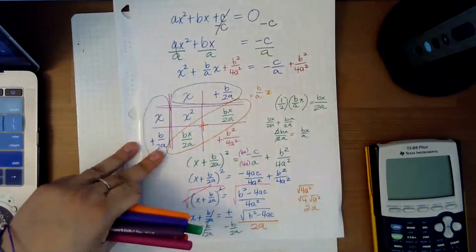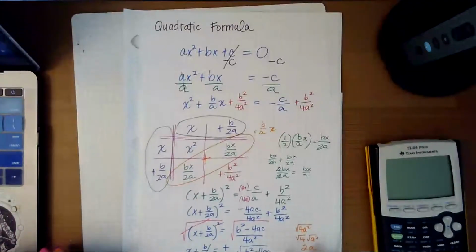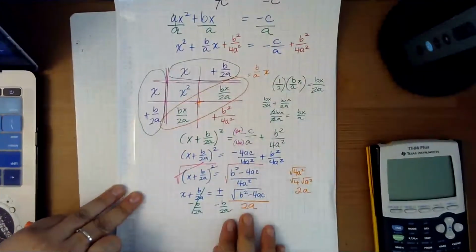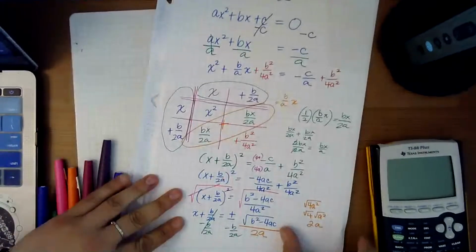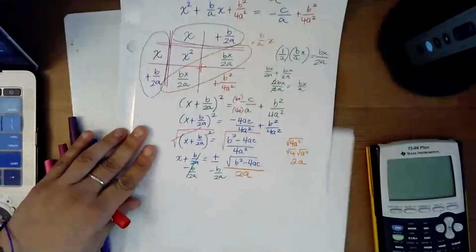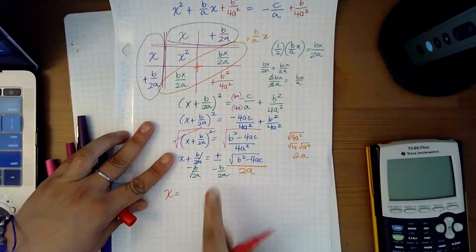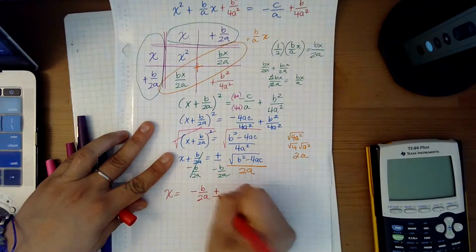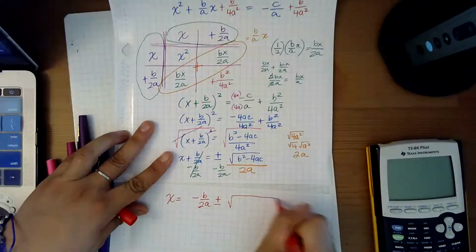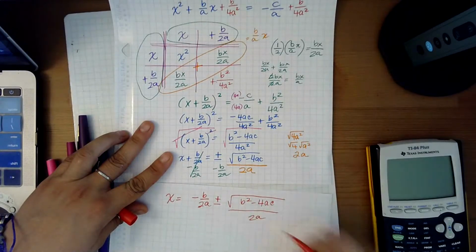My final equation is going to say the following. x equals negative b over 2a, plus or minus the square root of b squared minus 4ac all over 2a.